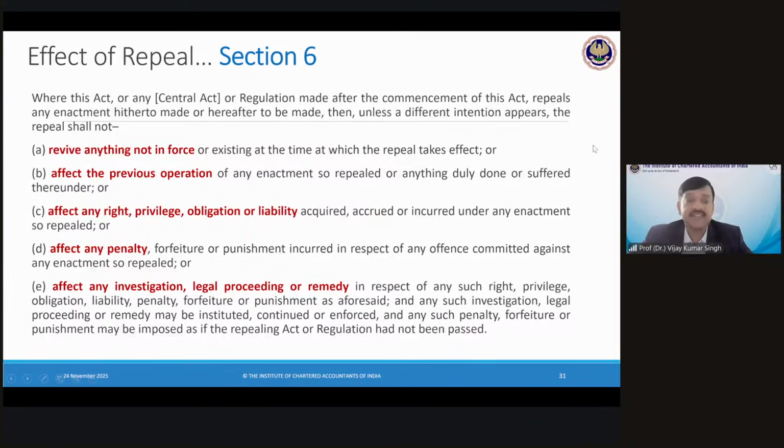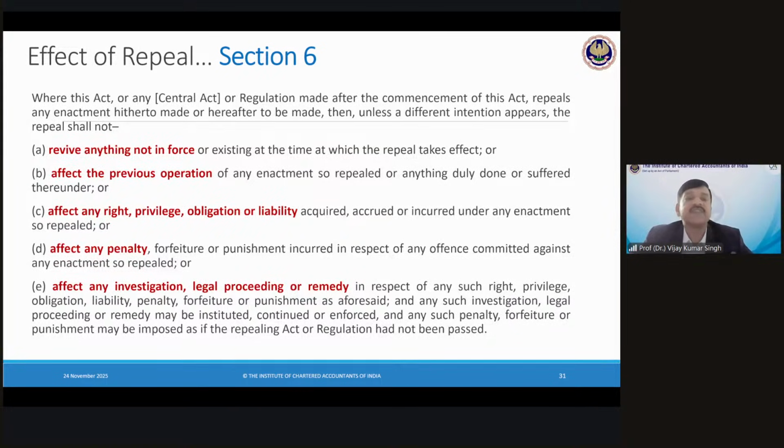The first situation says, revive anything not in force or existing at the time at which the repeal takes effect. So, repeal of a legislation will not revive anything which was not present at that point in time. It will not bring up new rights. It will not bring up anything new which was not there prior to the repeal.